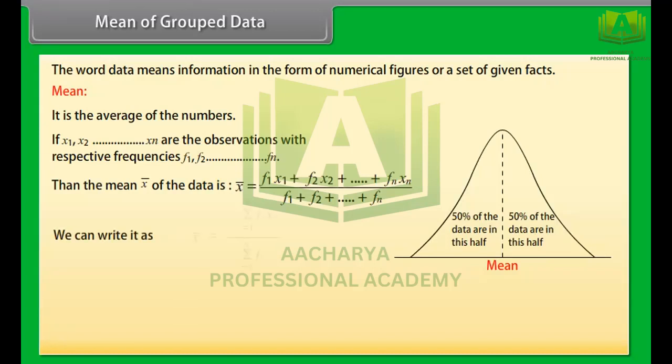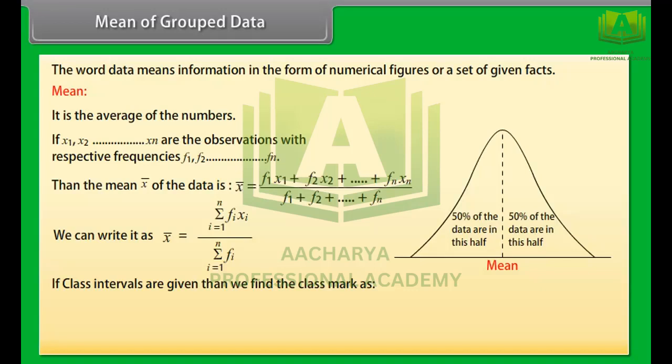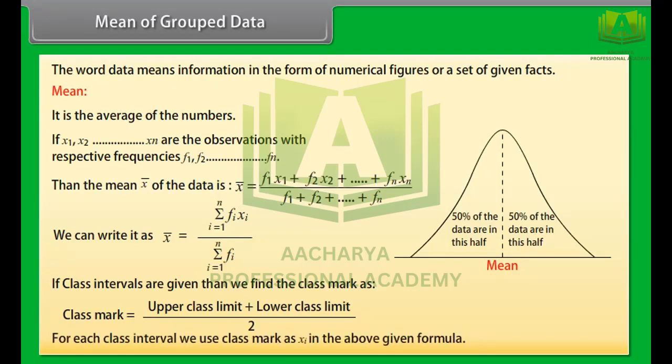We can write it as x bar is equal to summation from i equals 1 to n of the product between fi and xi, divided by summation from i equals 1 to n of fi. If class intervals are given, then we find the class mark as class mark equals upper class limit plus lower class limit by 2. For each class interval, we use class mark as xi in the above given formula.